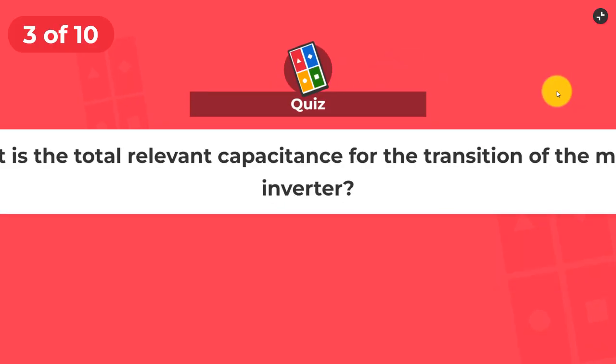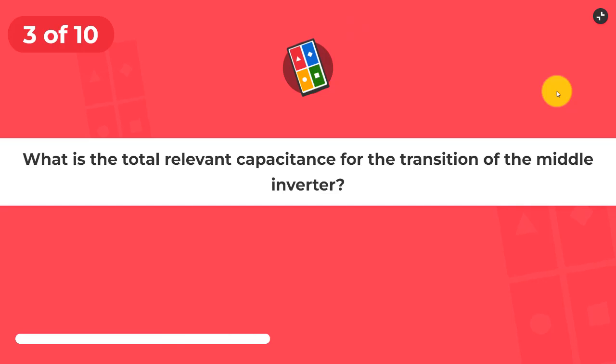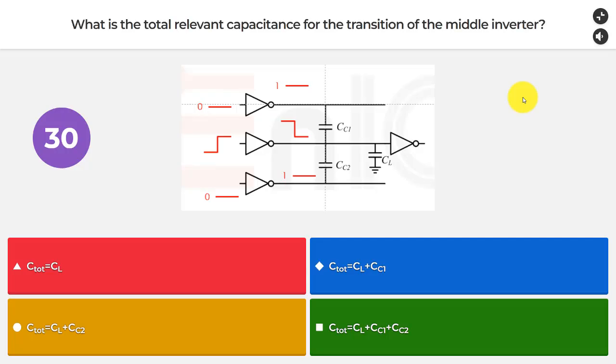So for our next question, we have some of the things we showed in the slide deck. What is the total relevant capacitance for the transition of the middle inverter? So here we have two constant voltages on these two inverters, and here we have a step function going into the middle inverter, and we ask what is the effective capacitance going to the middle inverter.